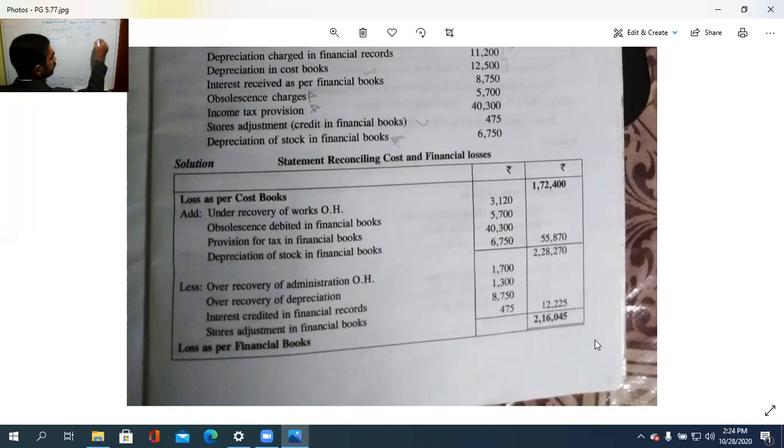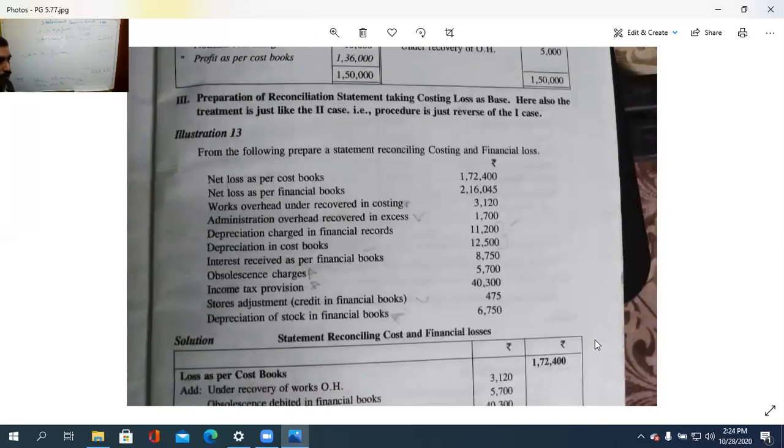So 12,225. So what is that? Loss as per financial books. How much is it? 216,045. So this is the total. This is the same figure. See, 216,045. So if we are taking the loss as per financial books, these deducted items should be added, and that added item should be deducted in order to reach the net loss as per cost books, 172,400.